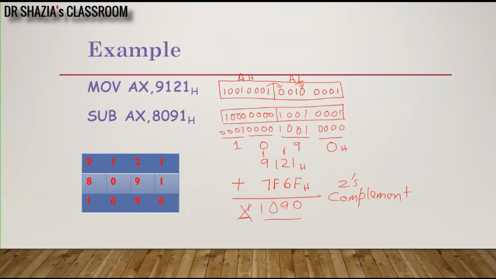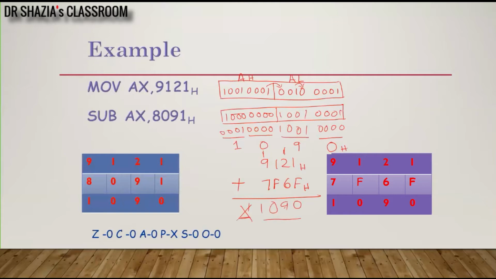So we can see that subtracting 8091 from 9121 is same as adding 7F6F to 9121, where 7F6F is the 2's complement representation of 8091. So we will see the status of different flag registers.